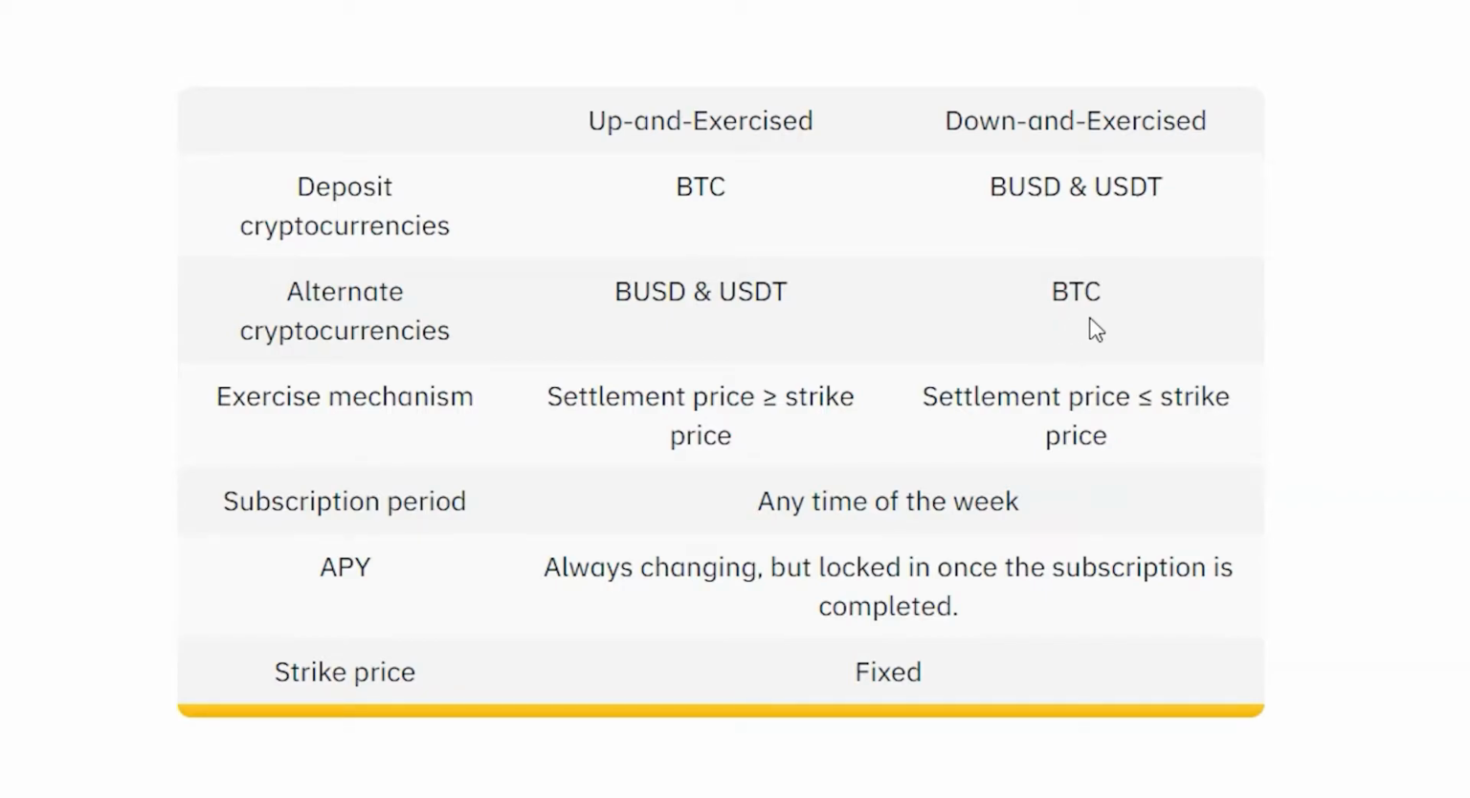So the exercise mechanism, this is basically the action that needs to happen in order for your product to be exercised. So in order for your up and exercised investment to be exercised, the settlement price needs to be greater than or equal to the strike price. If the settlement price is less than the strike price, then your product won't be exercised. Under the down and exercised, for your product to be exercised, the settlement price would need to be less than or equal to the strike price. If it is otherwise, then your product won't be exercised.